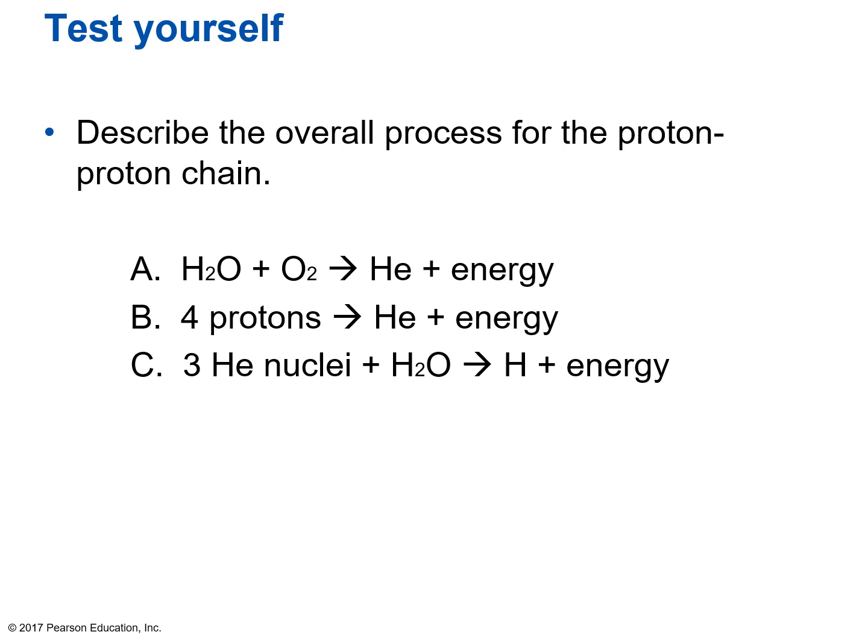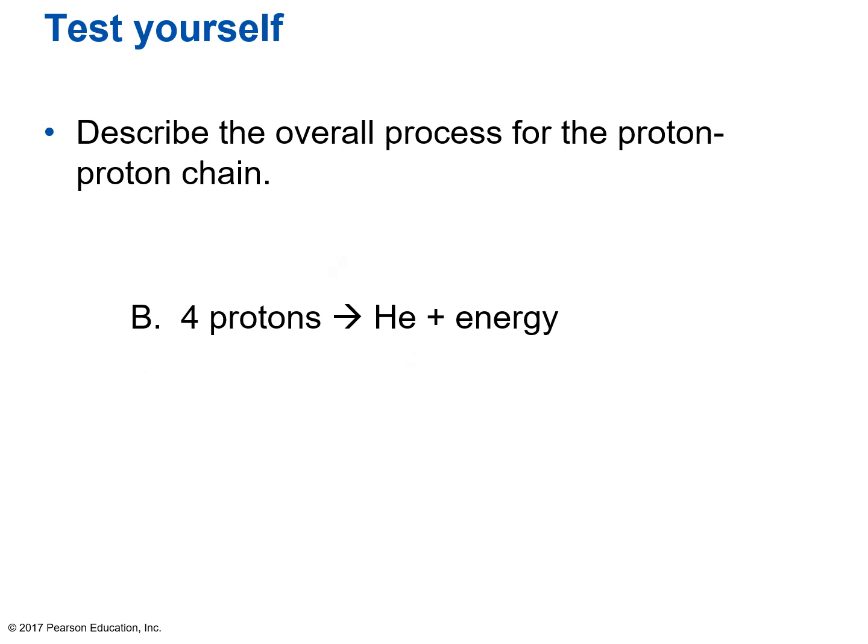Test yourself. Describe the overall process for the proton-proton chain. Now, 2 of these we should be able to eliminate fairly quickly. There are no molecules inside the core of the sun. It is way too hot for molecules. So we're just going to eliminate answers A and C, which have water and oxygen molecules.